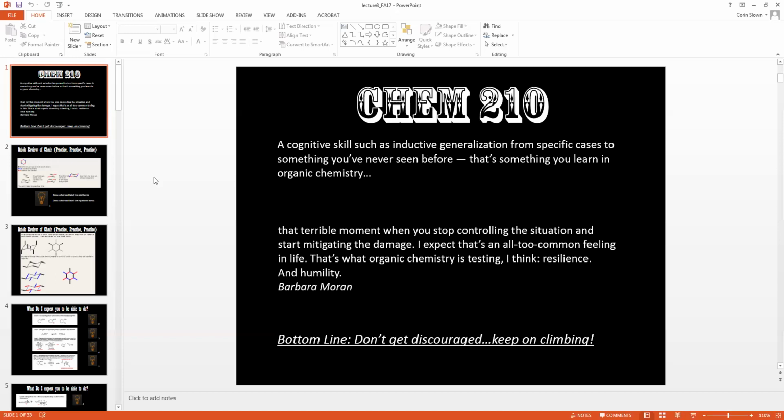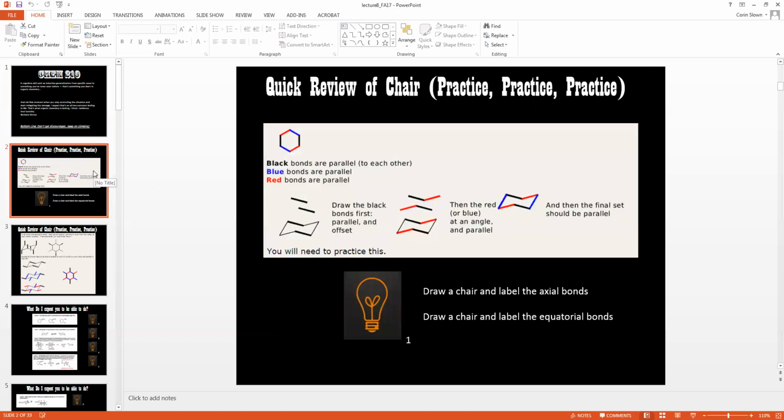So one of the things that we definitely need to practice drawing are chair structures. So this is a guided practice. We're going to use whiteboards today to do this in class, but you also want to be able to practice doing this at home, because the more you practice this, the more comfortable you'll feel drawing chair structures. So you're going to draw the chair using our parallel line strategy. So the black bonds are going to be parallel to each other, and then the red bonds are going to be parallel to each other, and then the blue bonds will be parallel to each other. And then once we've done that, we're going to draw and label the axial bonds, and then we're also going to draw in and label the equatorial bonds.